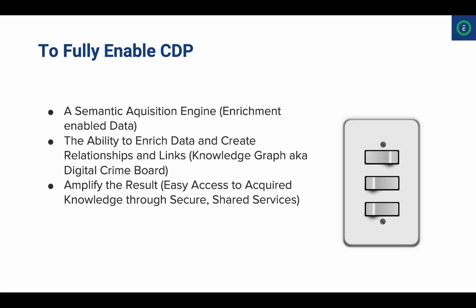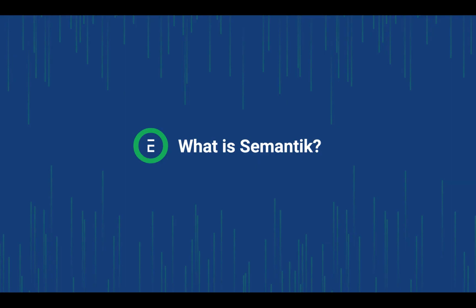So to truly and fully enable CDP, we need some new and innovative technology. We need a semantic acquisition engine, one that provides enrichment-enabled data. We need the ability to enrich data and create relationships and links. We'll build a knowledge graph, also known as that digital crime board. And then we want to amplify the result: easy access to acquired knowledge through secure and shared services.